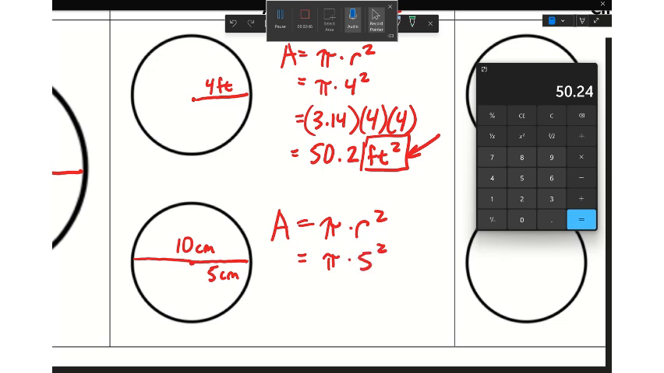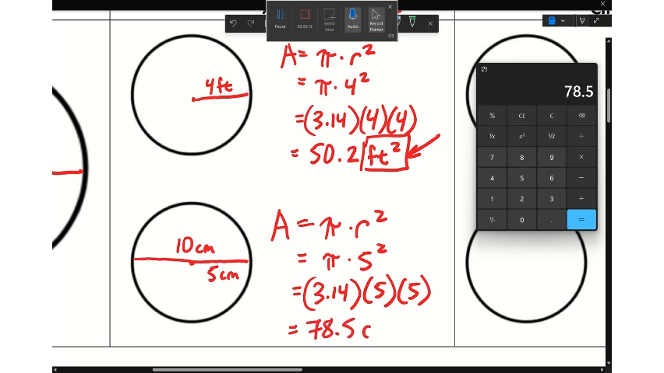Now, using the same reasoning as up above, let's replace these things with the multiplication problem that I'm going to plug into my calculator. 3.14 is pi times 5, which is what 5 squared is. In my calculator, I'm going to type in 3.14 times 5, and that gives me a grand total of 78.5 centimeters squared. Now, this is how you tackle any type of area problem that you might encounter for circles.